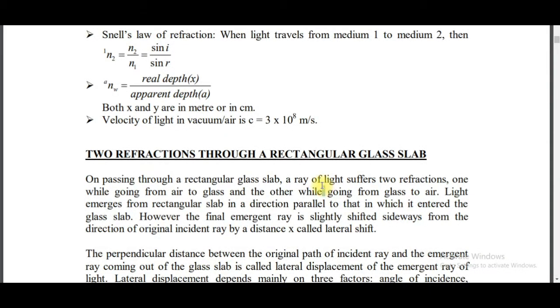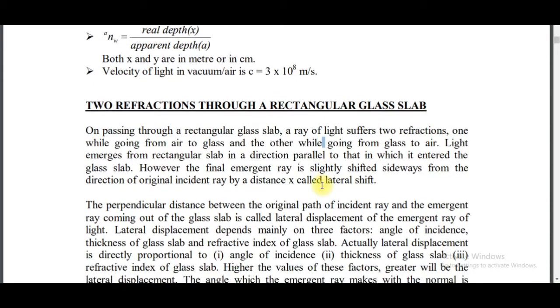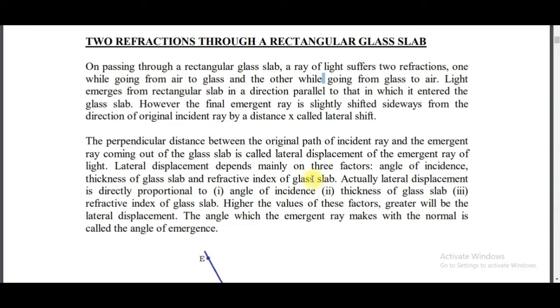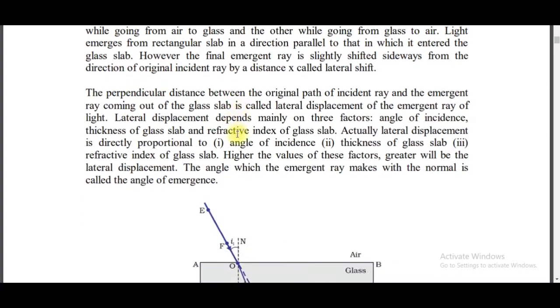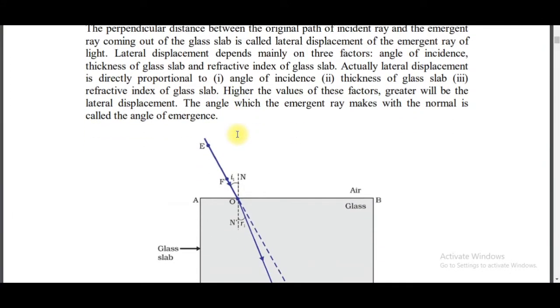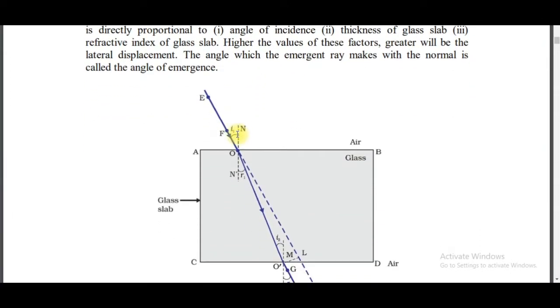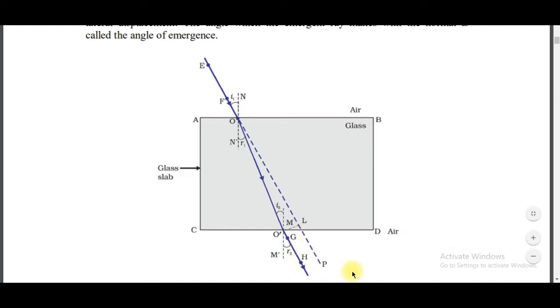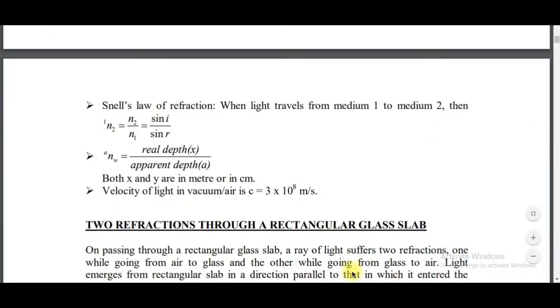So now we shall study refraction through a rectangular glass slab. Here we have a diagram with us. ABCD is a rectangular glass slab, and we have the incident ray EO, the refracted ray OO dash, and again we have a ray which is the emergent ray GH. Now we shall look at some theoretical part of it.